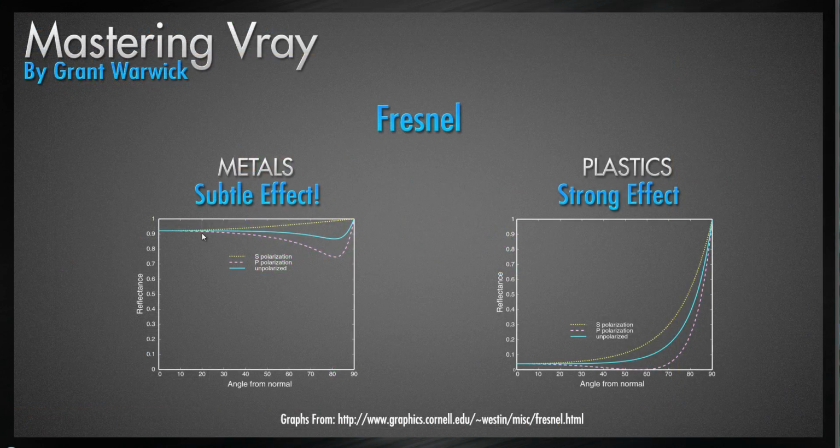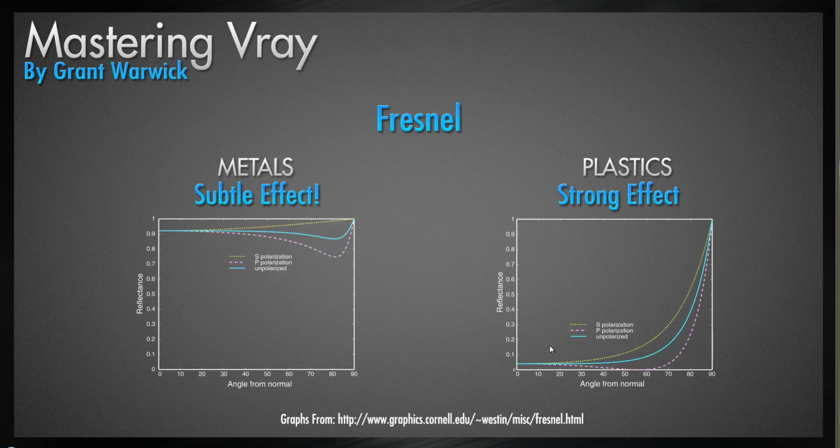So what you're looking at here is two different Fresnel curve examples that I've taken from the Cornell University website. On the left you can see a generic metal Fresnel curve, so something like typical aluminium, and on the right you can see a generic plastic Fresnel curve. Now the actual values you see in these graphs aren't as important as showing the difference in reflectivity between these two materials. As you can see, the generic metal material maintains a very high reflectivity regardless of the viewing angle.